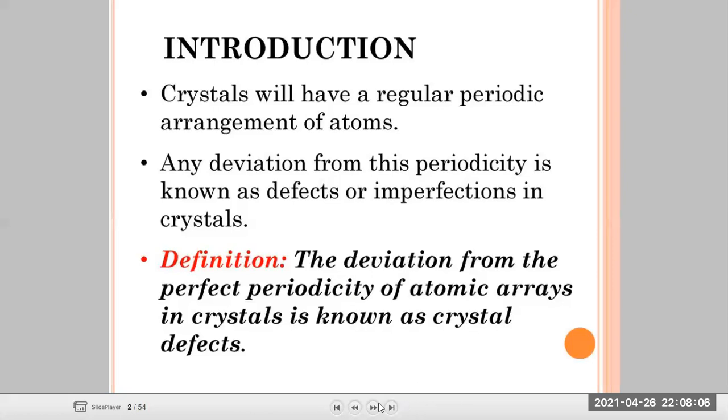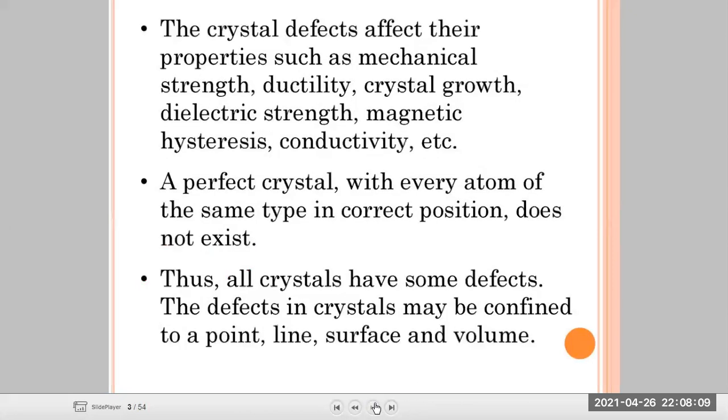As we move to the next slide, you can see the second one. Why are we actually studying crystal defects? Defect means the arrangement of the constituent particles is not in a regular fashion. If the arrangement of the constituent particles, either atoms, molecules, or ions, is not in a regular fashion, then we say that is called a defect in the crystal, that is called crystal defect.